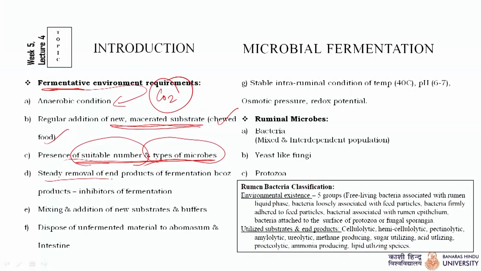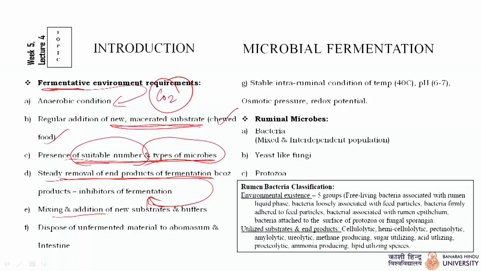Then the steady removal of the end products of fermentation, because if it doesn't take place, what will happen? There is no space to accommodate the new end products to be formed. So as a result, they will stay there itself. For that reason, the end products of fermentation as well as the digested materials must be removed regularly from the rumen so that new products can be formed, right? That is why steady removal is needed, because the end products will act as an inhibitor of fermentation, as there is no space to accommodate more of them.